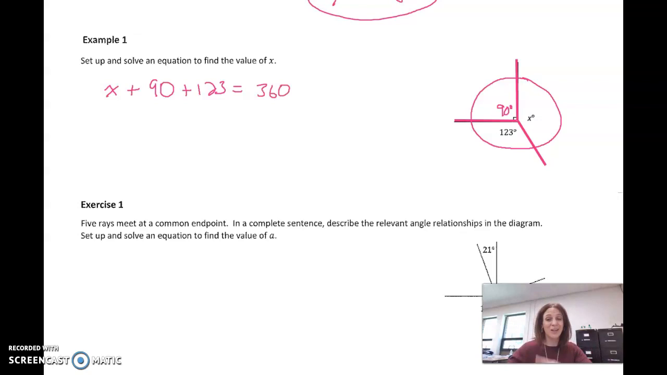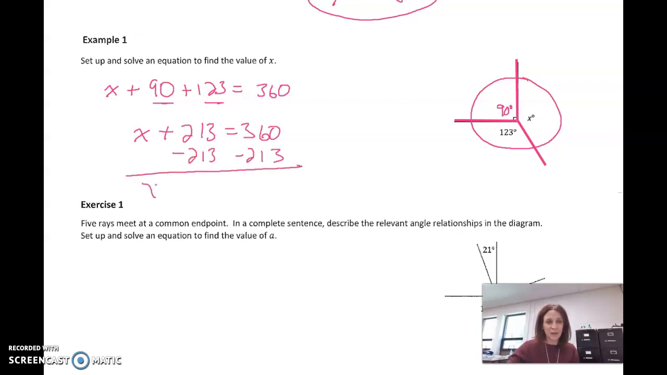So this is kind of the new one, right? Angles that we talked about in lesson 1. Angles around a point. Simplify and solve. Good news is once we get it set up, we solve it just like we had been before. 90 plus 123 is 213 equals 360. I'm going to subtract 213 from each side. X equals 147. Does that make sense? Yeah. Okay, because all three of these together have to be 360. All right, one more example.